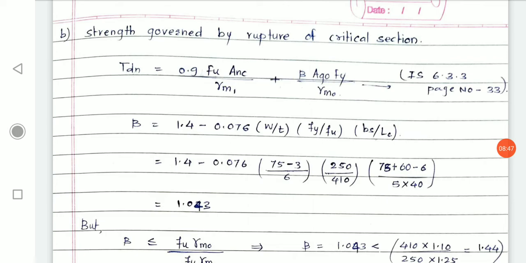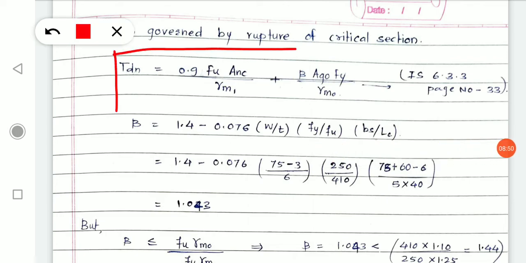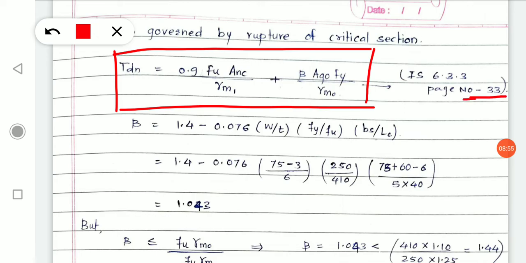See, the formula is mentioned over here to calculate rupture strength, which is mentioned on page number 33 of your IS code in clause number 6.3.3. Okay, no need to mug up this formula, you can get it in the IS code on page number 33. Now see what this formula consists of. It consists of gamma M1, gamma M naught. Gamma M1 is a partial safety factor, you know already. Gamma M naught is also a partial safety factor, and we are using it to calculate T.